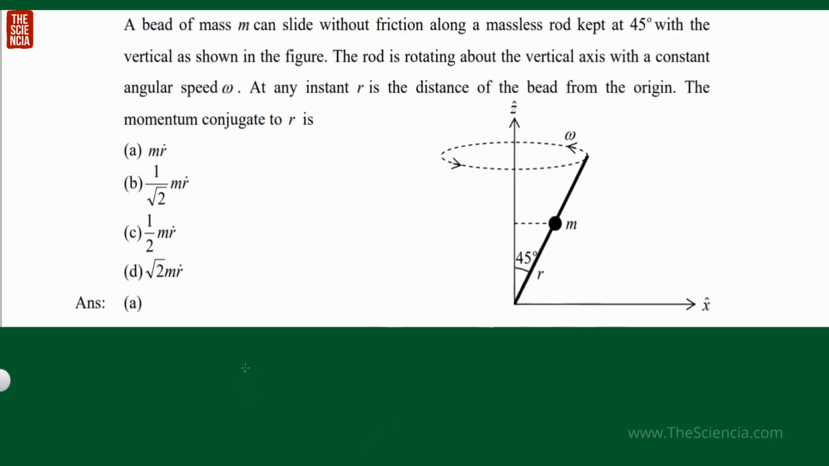This one is another GATE problem. The question is to find out the momentum conjugate to R. But here the difficulty is they didn't give the Lagrangian, but they gave the figure. So we have to construct the Lagrangian, then only we can find out the momentum conjugate to R. Actually, we solved the Lagrangian for this problem earlier. Are you remembering? Look into the problem. This problem has certain symmetry. Which symmetry? It has a cylindrical symmetry.